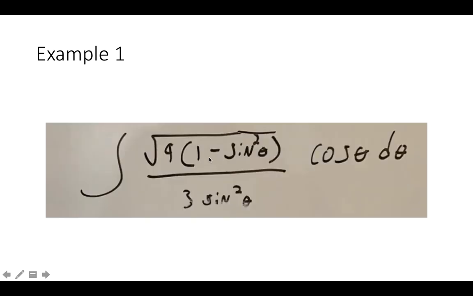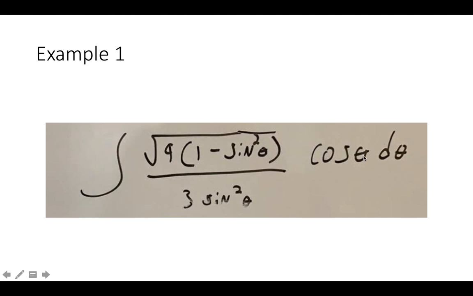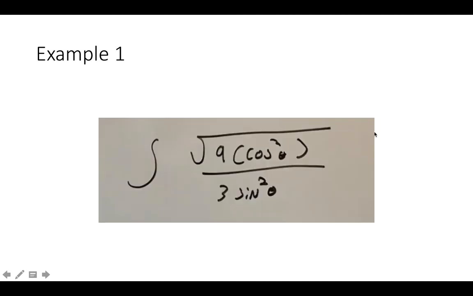So what do we have over here? 1 minus sine squared theta. So now we're just going to replace it. Boom. Now we replaced it. What can we do now? There should be the other portion right here, cosine theta d theta. It just got cut off. It's there.